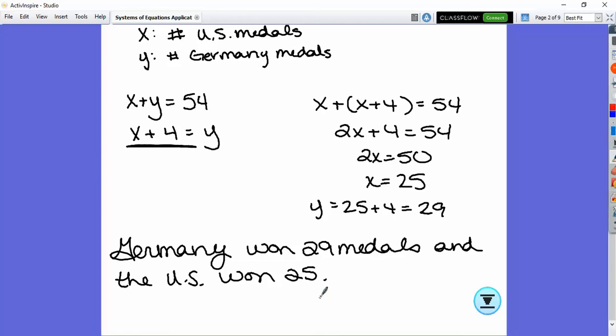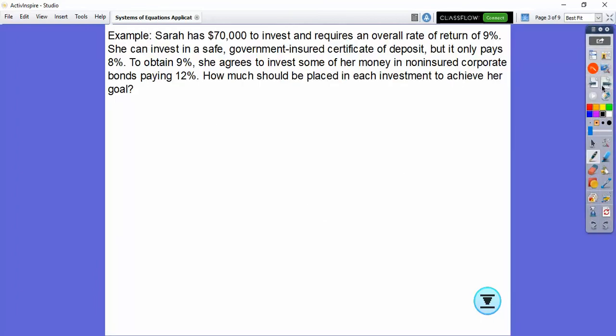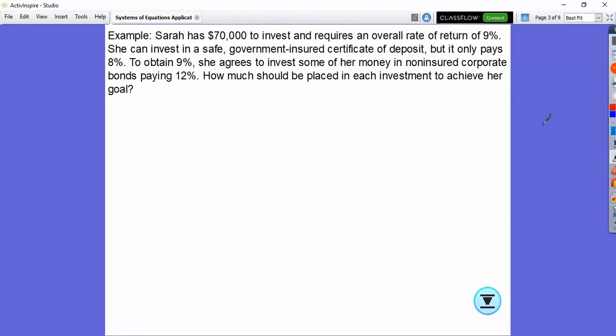So at the beginning of the semester, we did a lot of mixture problems. We talked about some interesting things. I want to do some of those same examples that I did back then using this strategy. So Sarah has $70,000 to invest and requires an overall rate of return of 9%. She can invest in a safe government-insured certificate of deposit, but it only pays 8%. To obtain 9%, she agrees to invest some of her money in non-insured corporate bonds paying 12%. How much should be placed in each investment to achieve her goal?